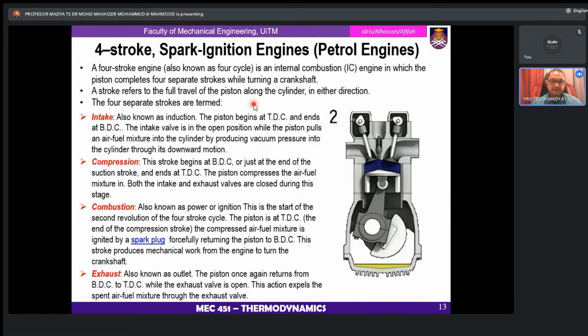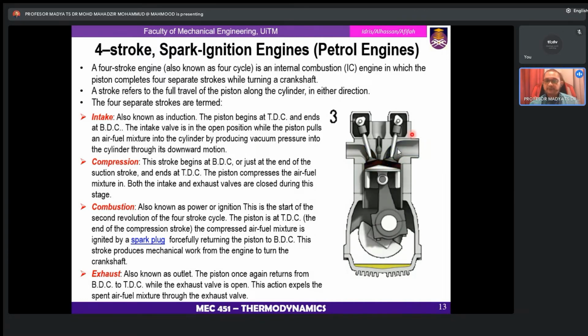And the fourth stroke is the exhaust stroke, also known as the outlet. The piston again returns from BDC to TDC, while the exhaust valve in this situation is open. As you see in the picture, this is the intake valve, and this is the exhaust valve. You saw that at stroke number one and at stroke number four, the exhaust valve will be open.